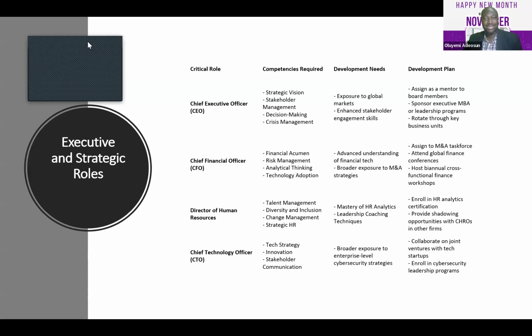Talent management, diversity and inclusion. What are the developmental needs, for example? Maybe mastery of HR analytics, leadership coaching techniques. Now, it means, and we will see it in a bit, but let me quickly mention here, this is a convenient place to do so. It means when you have a role that is critical, the next thing is there will be competencies that define the role. The competencies may be 20, it may be 15, it may be 10, as the case may be.